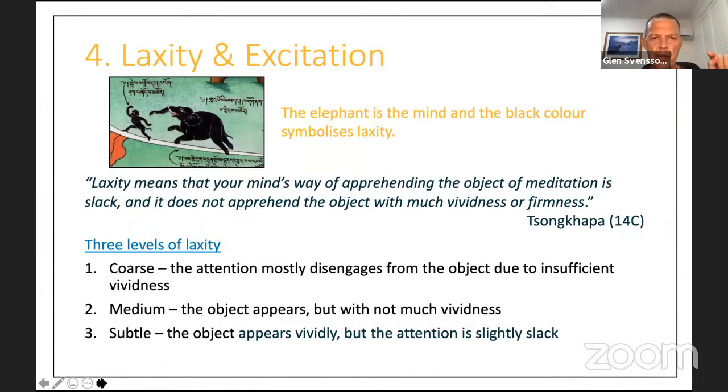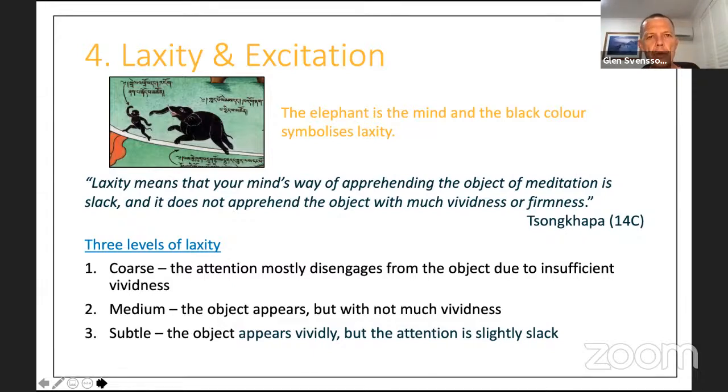And we can talk about here in shamatha practice 3 levels of laxity, 3 levels of sinking. Coarse laxity is where our mind is sinking so much that the attention mostly disengages from the object due to insufficient vividness. Extremely coarse laxity would be our mind sinks so much that we actually fall asleep in meditation. But coarse laxity is where it's sinking to a point where we're hardly registering the object at all, because our mind is becoming very dull and drowsy. Then a medium level of laxity is where the object is actually appearing, but it's not very vivid or clear. There's something there, but not so clear. And then subtle level of laxity is where the object actually appears very clearly and vividly, but our attention is slightly slack. It's not sharp enough yet.